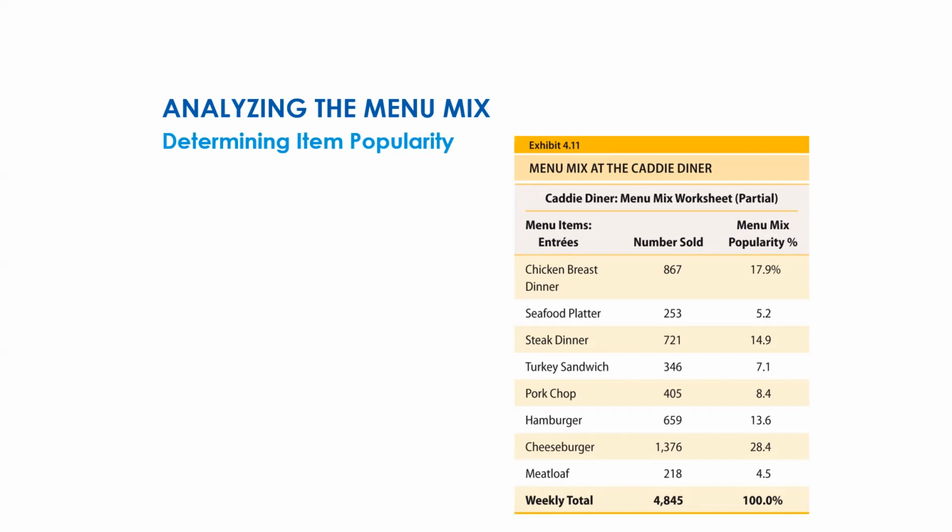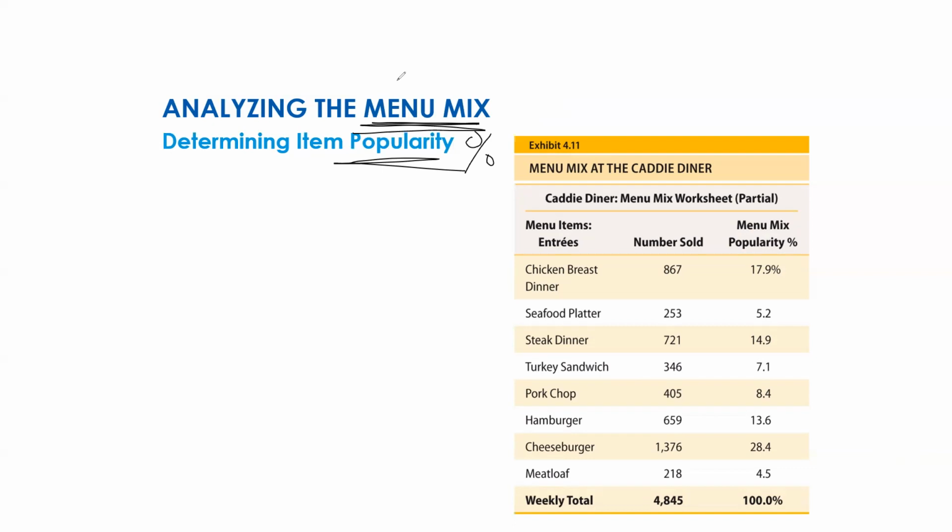So that is number 10. It's jumping around a little bit. That's number 10 on your in-class notes. The menu mix or popularity percentage refers to how popular an item is on the menu.